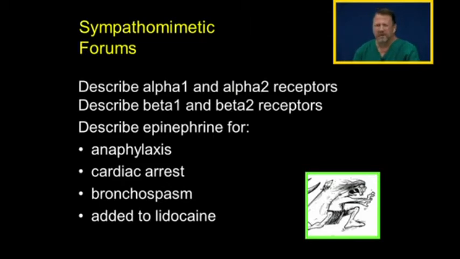Which organs have beta-1 receptors? Which organs have beta-2 receptors? Can you describe the use of epinephrine for anaphylaxis, severe allergic reaction? Can you describe epinephrine for cardiac arrest? Why do we use adrenaline in cardiac arrest?